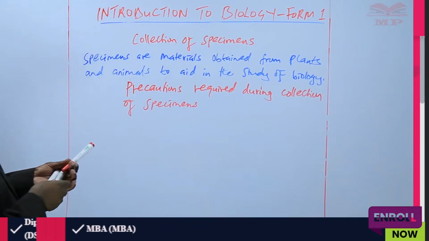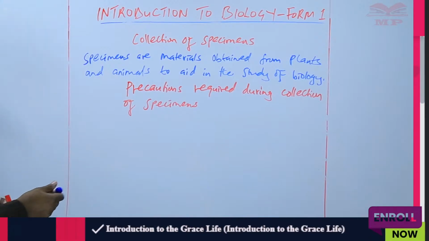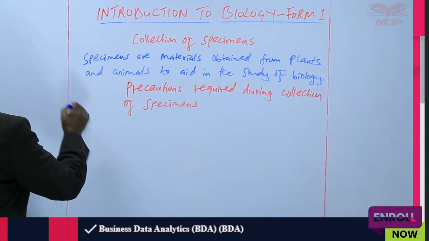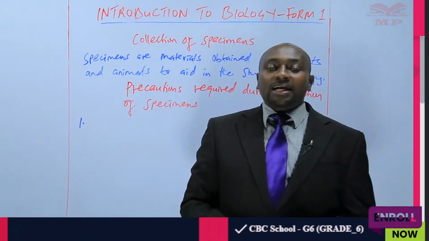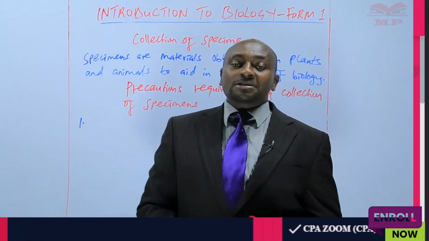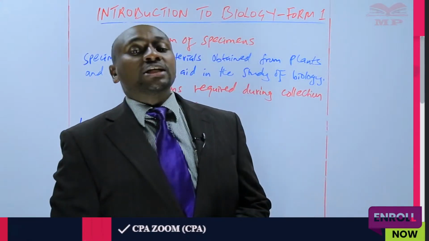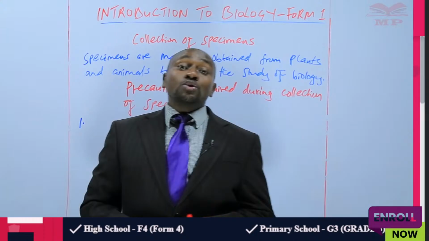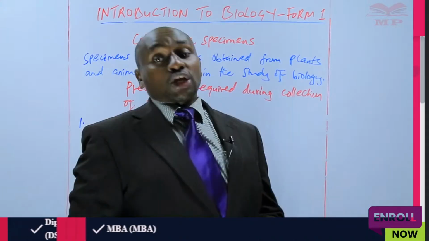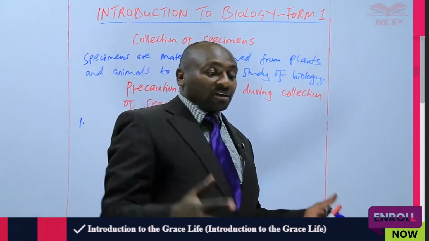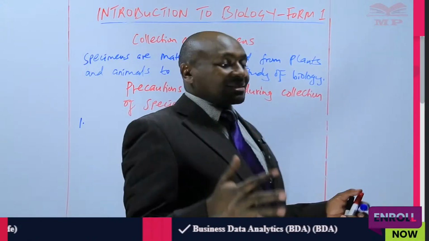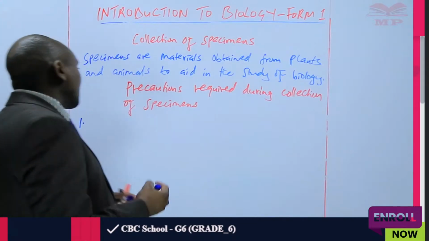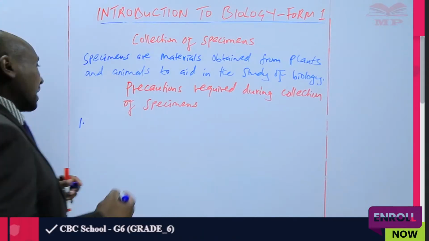So the precautions required during collection of specimens, one, we are supposed to collect only the specimens that we need in our study to avoid wastage and destruction. So we should not go collecting specimens that we do not need. So we are supposed to collect only the required number of specimens.